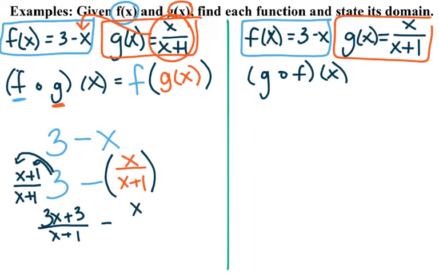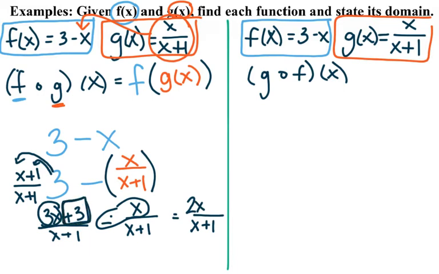And now I have x on top, x plus 1 on bottom. The two denominators are the same, so you don't do anything to the two denominators. Now I'm going to look at the numerators. I have a 3x minus x, which gives me 2x. And then I have the positive 3, that's all by itself, so it's just positive 3. So that would be my final answer.